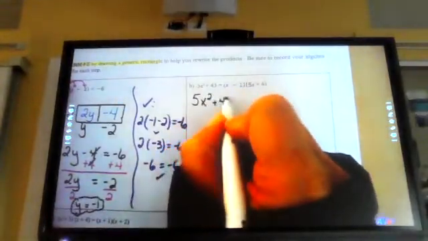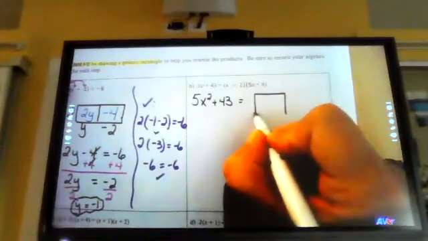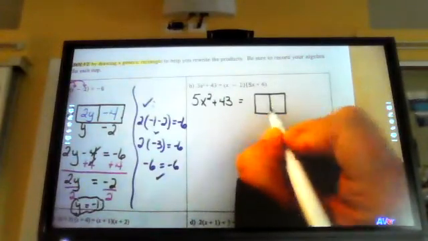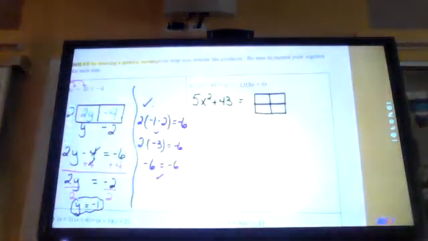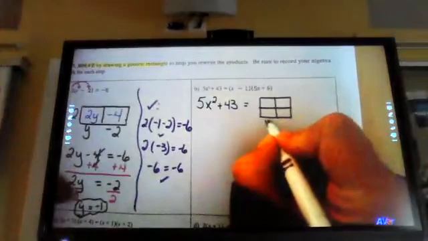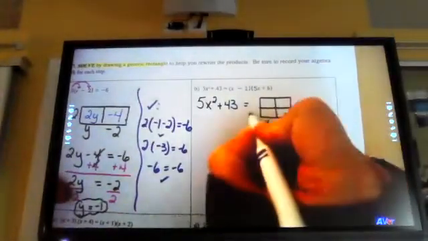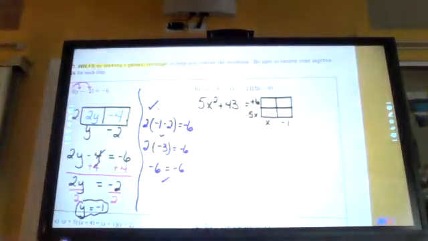5x plus 43 equals, now I know that the right-hand side is a product. It's a length times a width. And so I'm just going to use my generic rectangle to help me with that. So my length is x minus 1. My height is 5x plus 6. And now I'm going to fill that in.